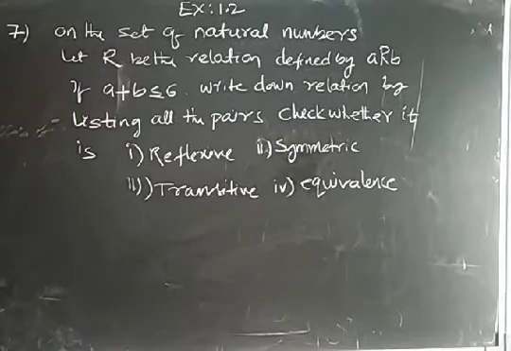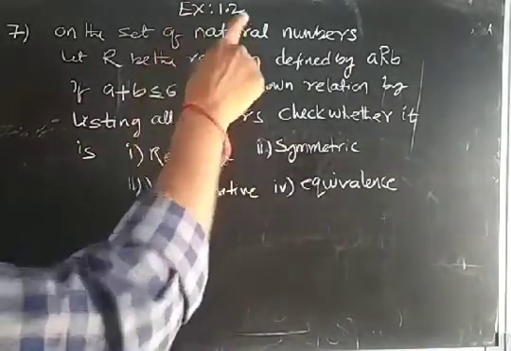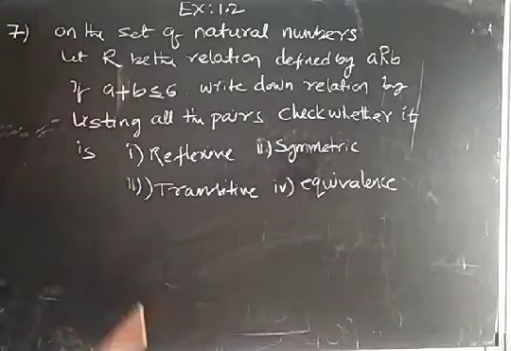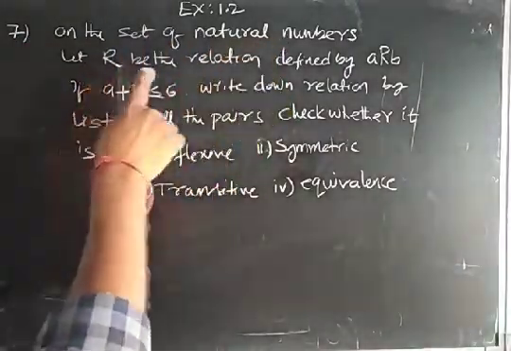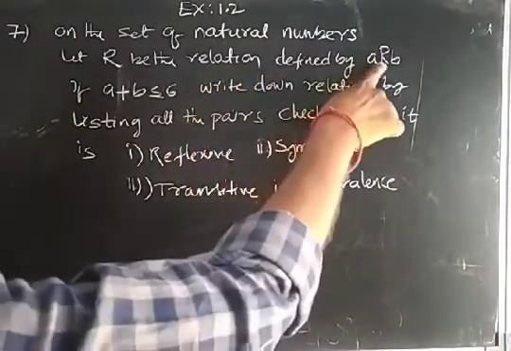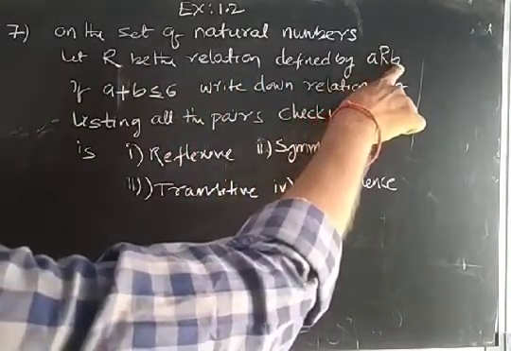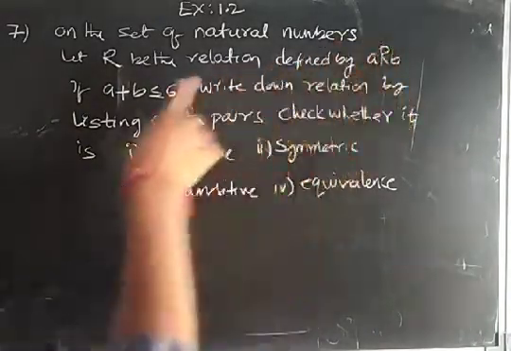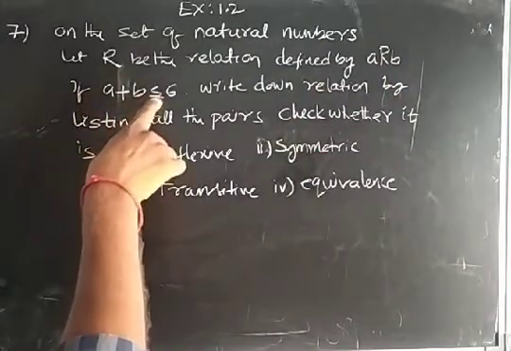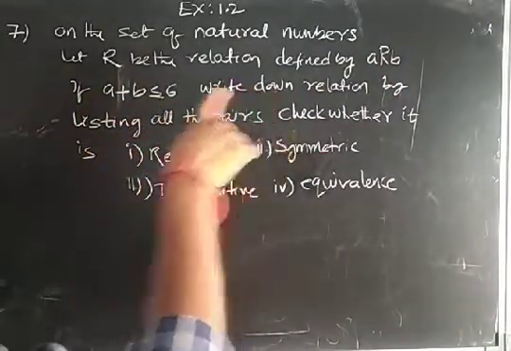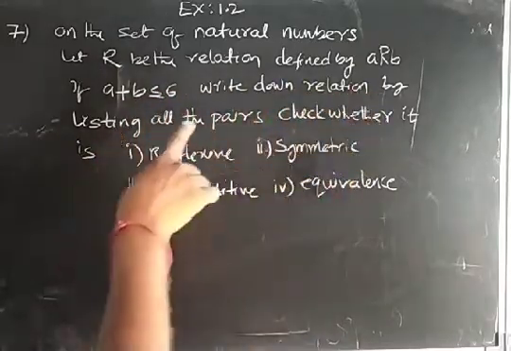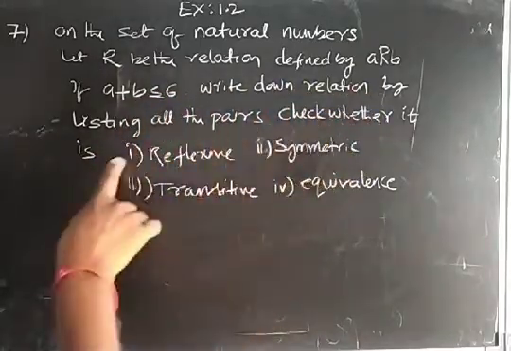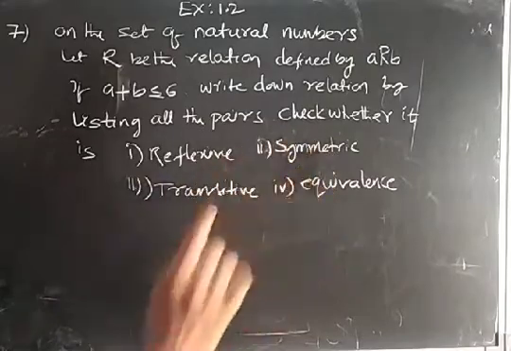Good morning, students. Today we are going to solve exercise 1.2, seventh problem onwards. See the seventh problem. On the set of natural numbers, let capital R be the relation defined by A related to B, or you can write (A, B) belongs to R, if A plus B is less than or equal to 6. This is the condition. Write down the relation by listing all the pairs. Check whether it is reflexive, symmetric, transitive or equivalent.